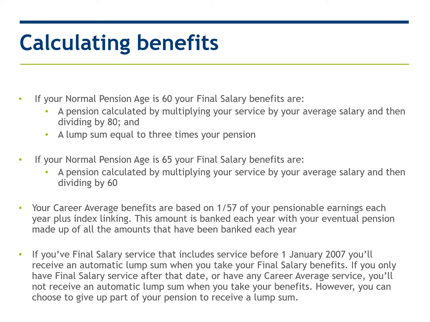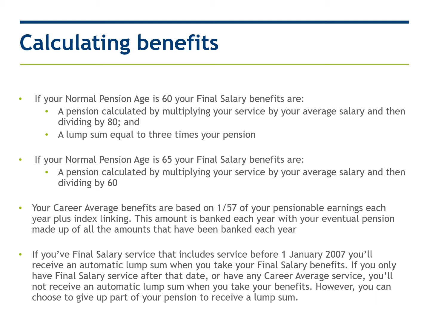For a final salary member with a normal pension age of 60, you will receive 1/80th of your final average salary for each year of service that counts towards your pension, and you will also receive an automatic lump sum of 3/80ths of your final average salary for each year of service you have. For a final salary member with a normal pension age of 65, you will receive 1/60th of your final salary for every year of service you have counting towards your pension, but no automatic lump sum.